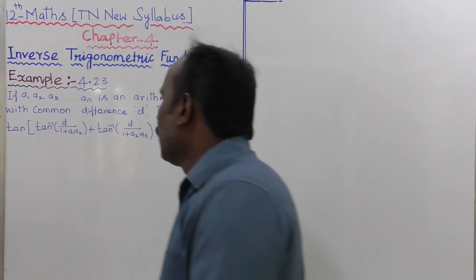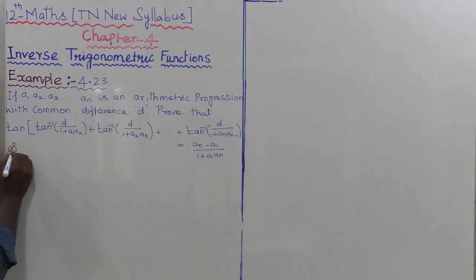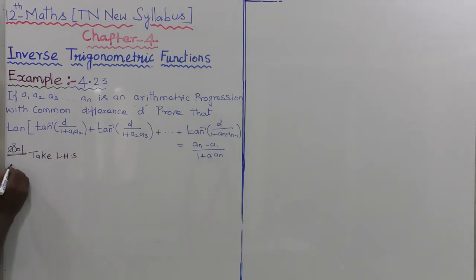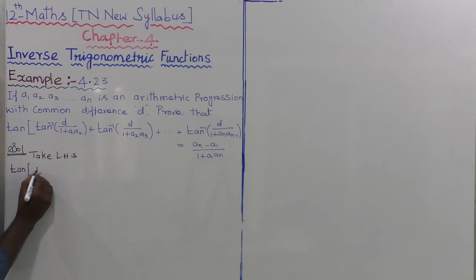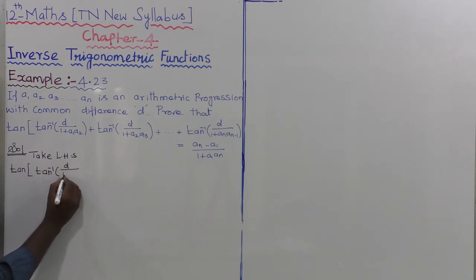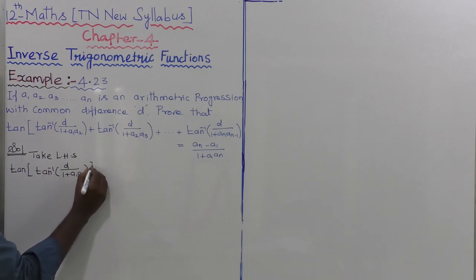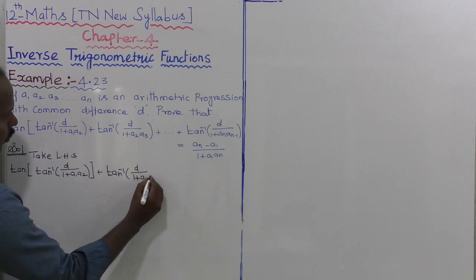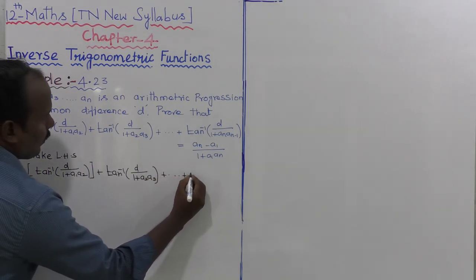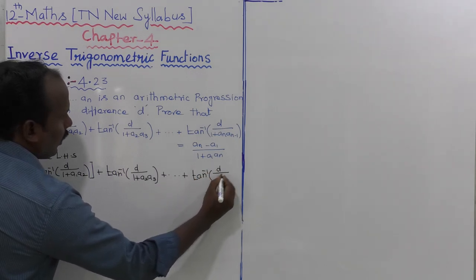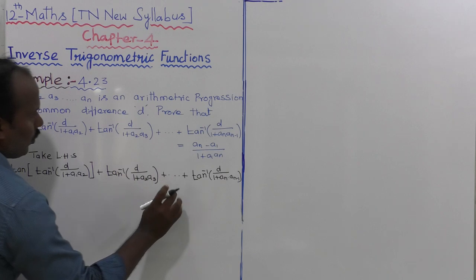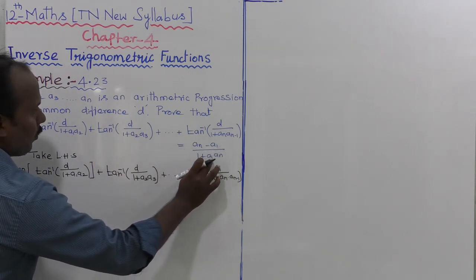That is the proof. So, first of all, the given values, that is, take LHS: tan of [tan inverse of D divided by 1 plus A1 A2, next one plus tan inverse of D divided by 1 plus A2 A3, next one plus and so on, plus tan inverse of D divided by 1 plus AN AN minus 1]. So is equal to AN minus A1 divided by 1 plus A1 AN.